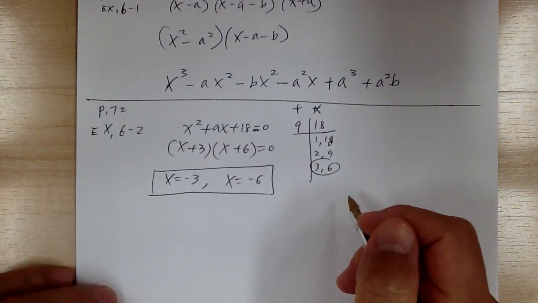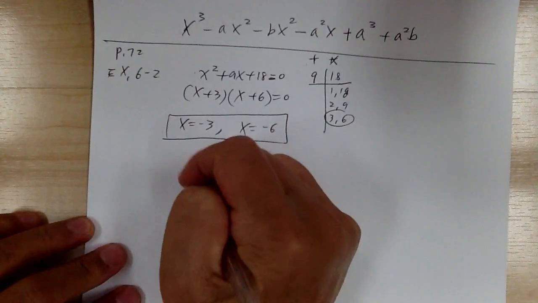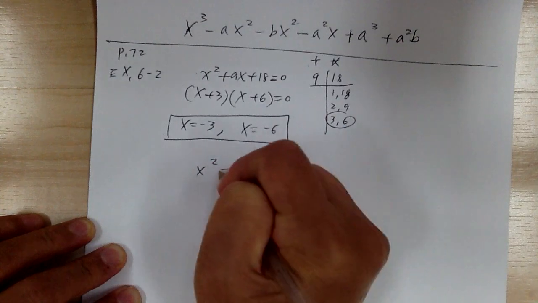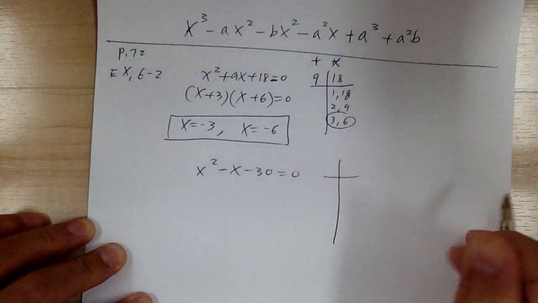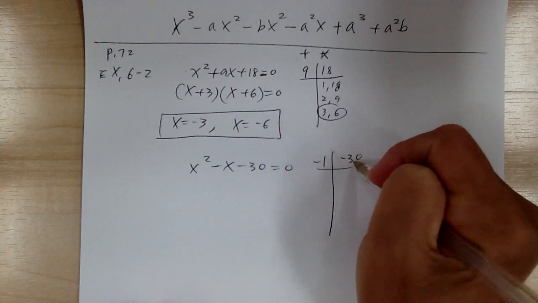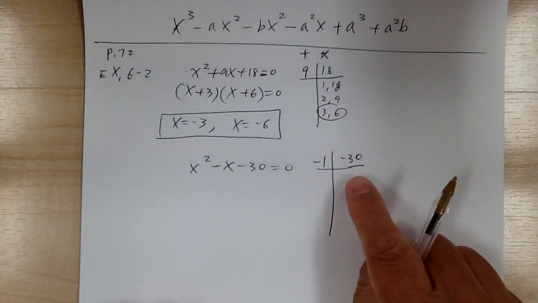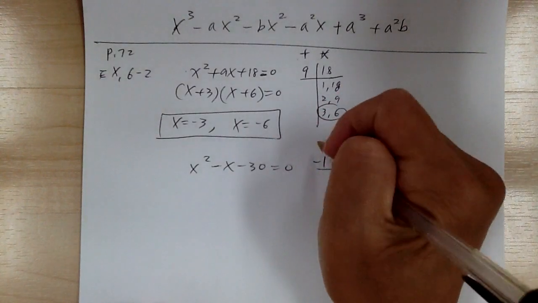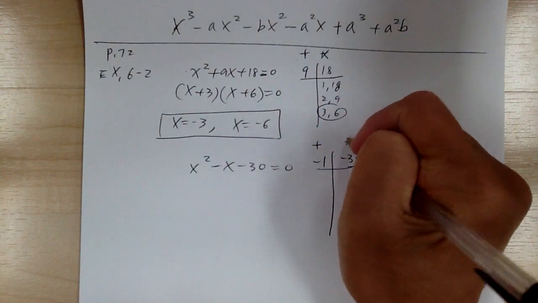And you do the same thing for the second one. You have x squared minus x minus 30 equal to 0. So you can use your master product. This will give you negative 1, and this will give you negative 30. Again, you want to find a combination so that when you multiply, you get that, and when you add, you get that. Again, this came from adding, this came from multiplying.